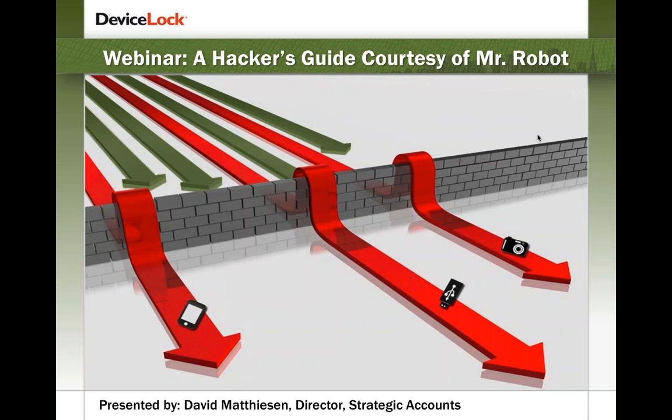In today's webinar we're going to be looking at some of the endpoint exploits used in the very popular TV series called Mr. Robot, and then discuss the ways that these exploits can be thwarted. We'll also take a closer look at the insider threats that exist virtually in every organization, and also outline some ways that companies can address these threats via data leak prevention technology.